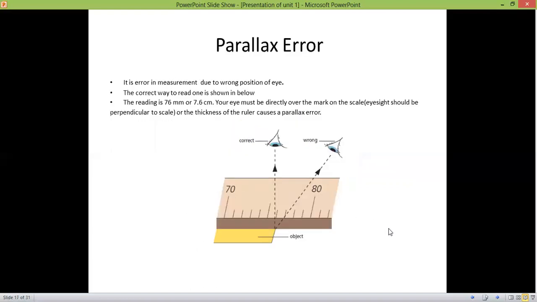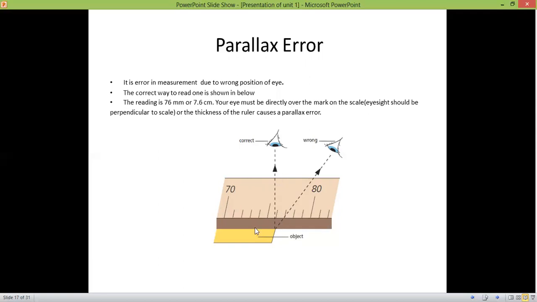Next, we have to discuss the error which arises in the measurement when we are taking a reading using a meter rule. That error is said to be parallax error. How to define parallax error? It is the error in the measurement due to wrong position of the eye. So we have to see what is the correct position of the eye to get an accurate measurement.